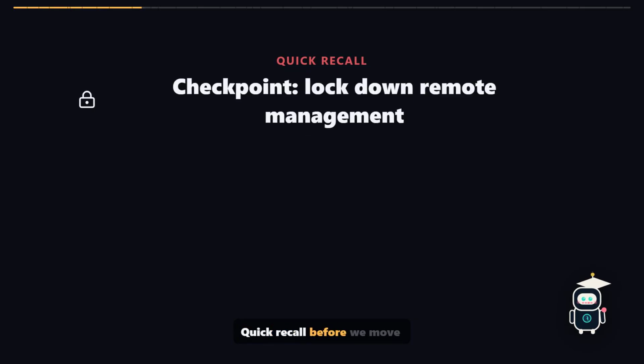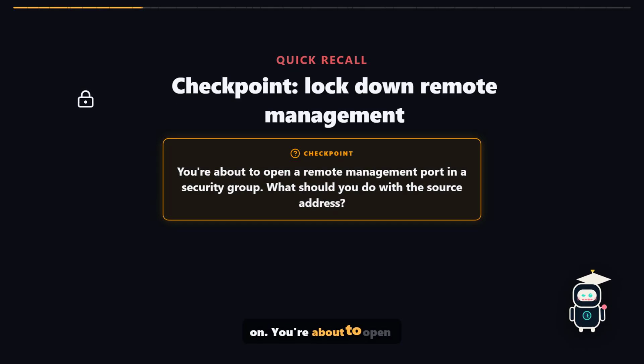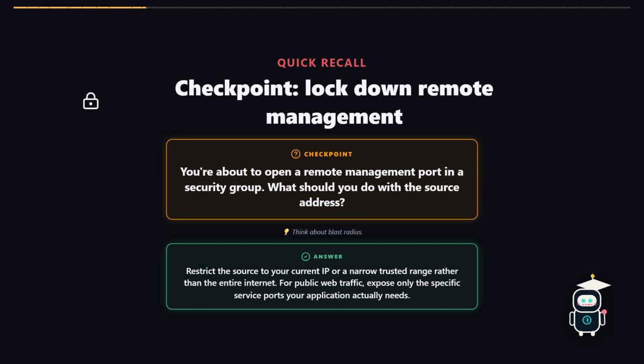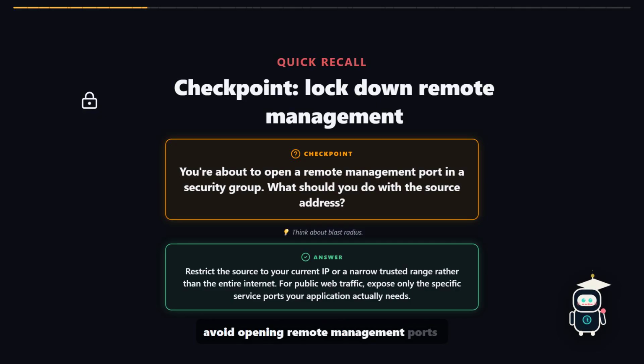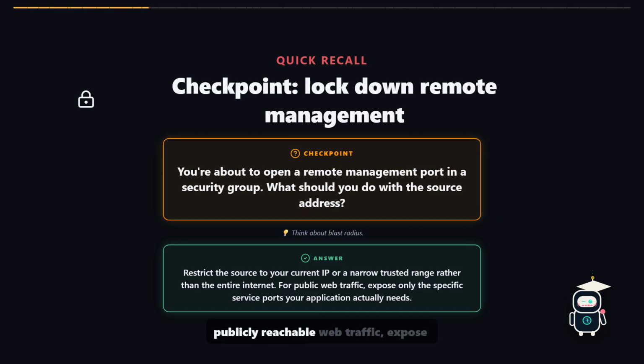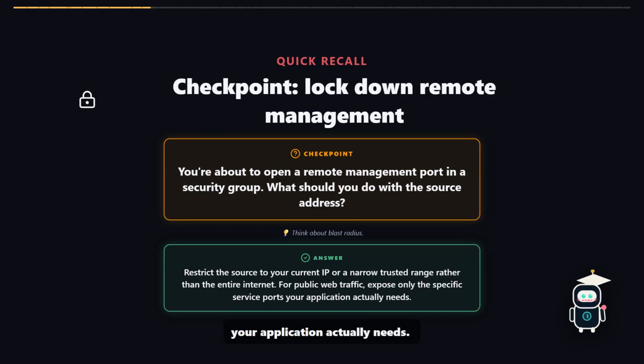Quick recall before we move on. You're about to open a remote management port in a security group. What should you do with the source address? The answer: lock it to your current IP or a narrow trusted range, and avoid opening remote management ports to the entire internet. For publicly reachable web traffic, expose only the specific service ports your application actually needs.